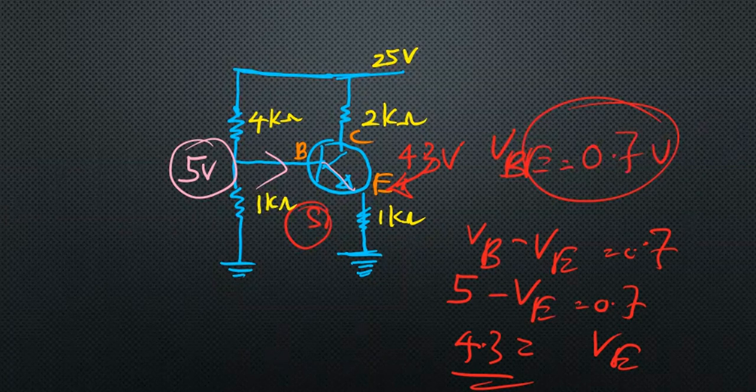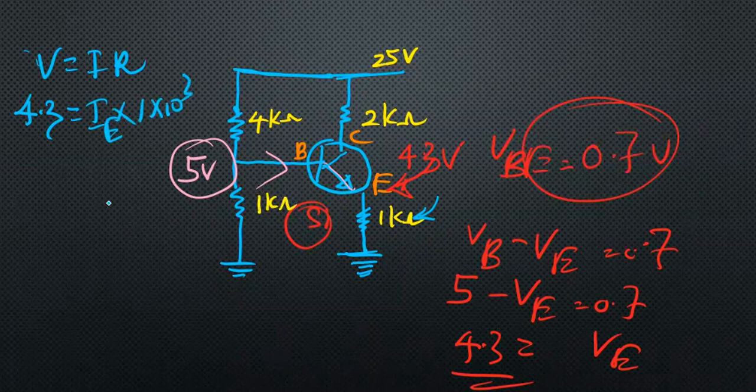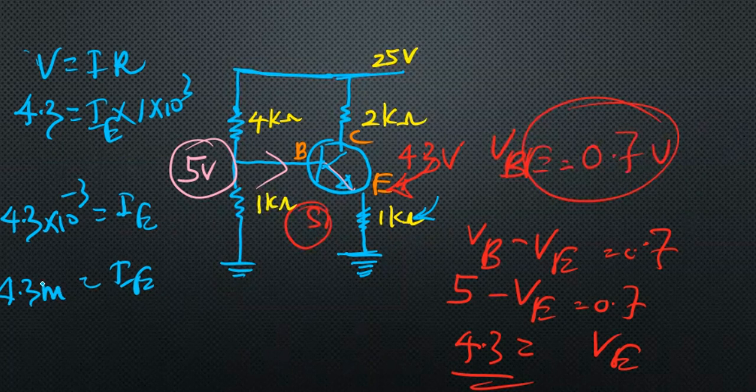Now we need to find the current through the 1 kilo ohm. So let's apply V equals IR for this 1 kilo ohms resistor. So V is 4.3 volt, I is IE, and the resistance is 1 kilo ohm, so 1 into 10 to the power 3. So we get IE as 4.3 into 10 to the power minus 3. That means 10 to the power minus 3 is milliamperes, so 4.3 milliamperes, and we have the IE value.